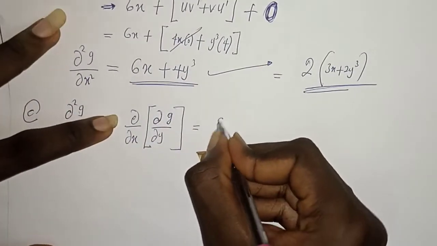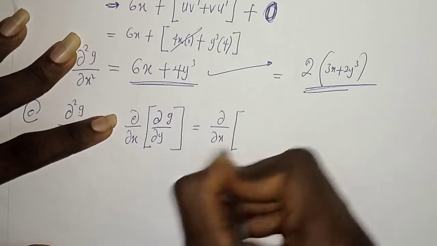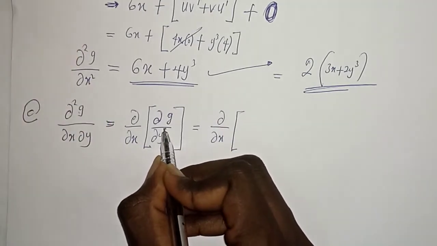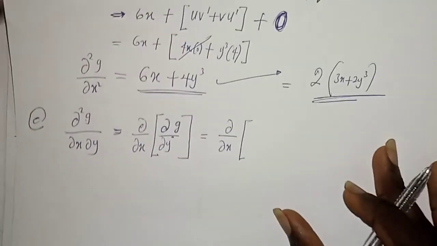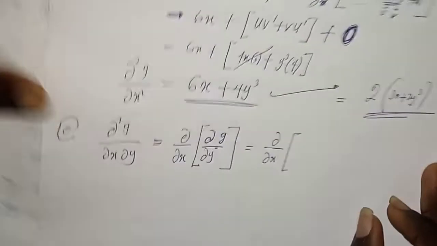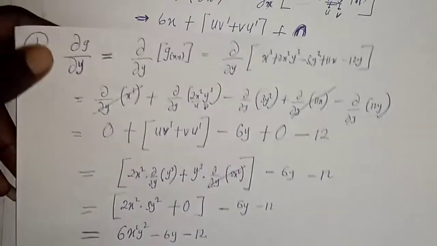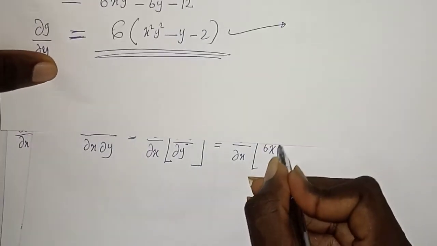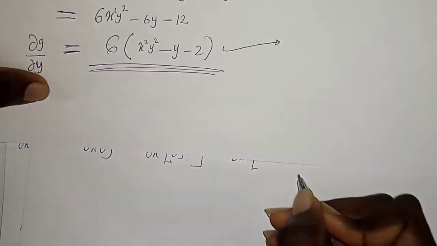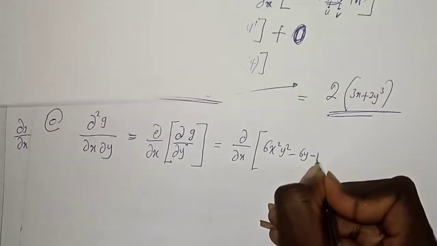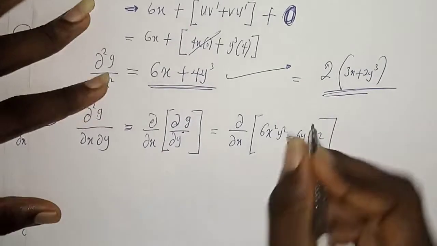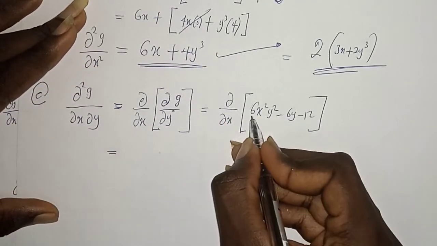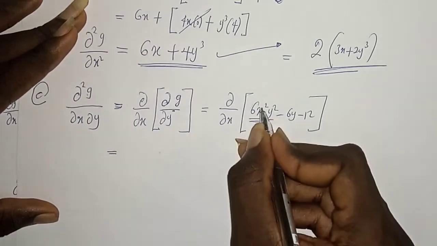So this is telling me that I have del x of this result. And I have done this before. It's not part of the question, but I've actually solved it. Del g del y. Remember that del g del y, what I got was, see the result here, 6x squared y squared minus 6y minus 12. So whatever I want to do now is to differentiate this partially with respect to what? With x. And that will be, this is product rule.